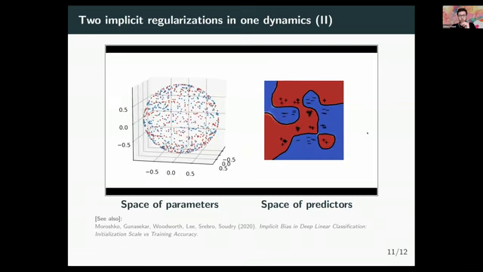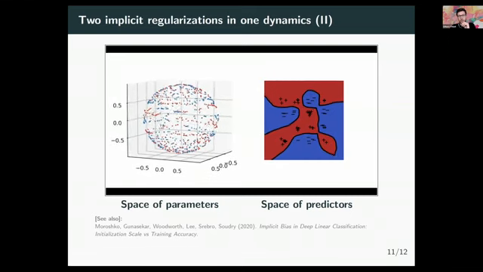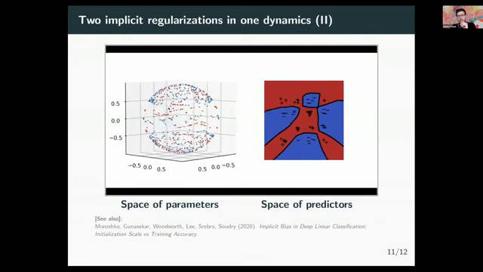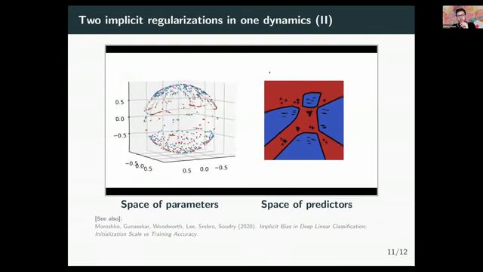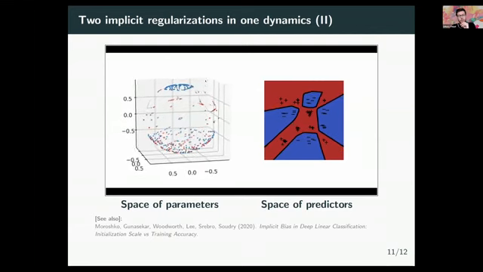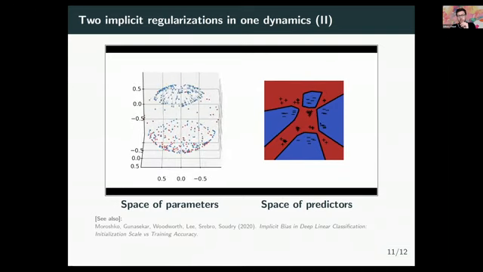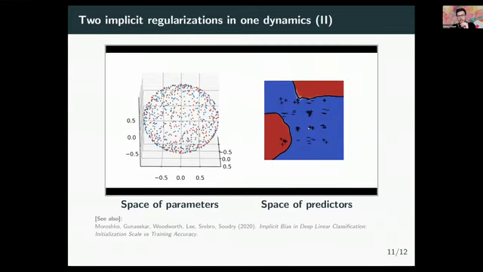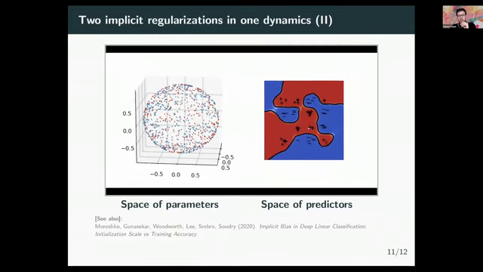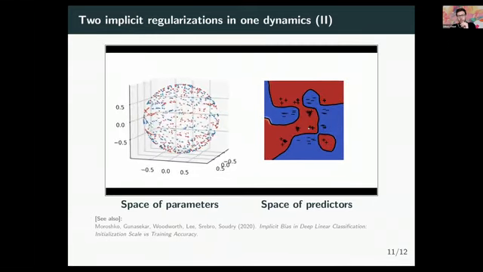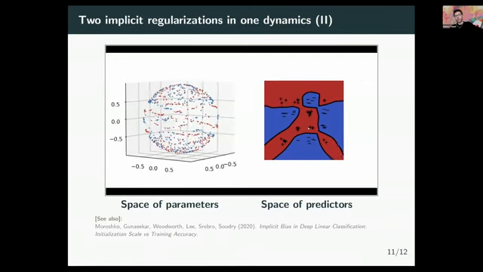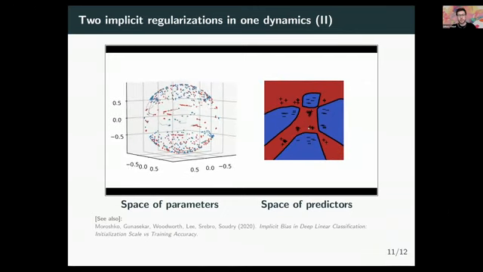And then when we continue training, the neurons start moving. And we continue, the predictor continues to evolve. The neurons start moving, and we converge to this F1 max margin classifier, which is exactly the same as in the beginning of the presentation. So that's what we observe. We have these two implicit regularizations along the single training dynamics.